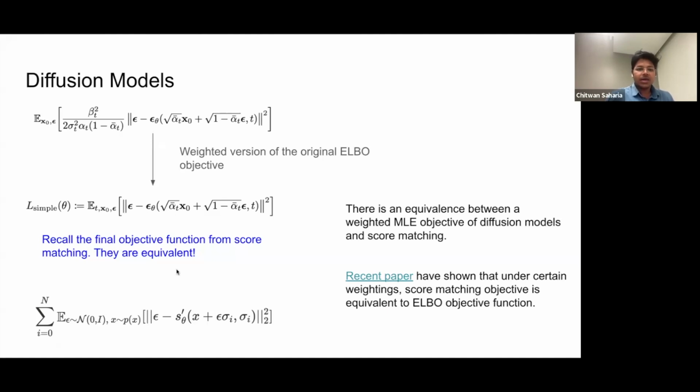And this relationship has been explored a lot more in recent works. One paper that I pointed out here talks about what kind of weightings exist under which the score matching objective becomes equivalent to the ELBO objective function. And this is a very active area of research.